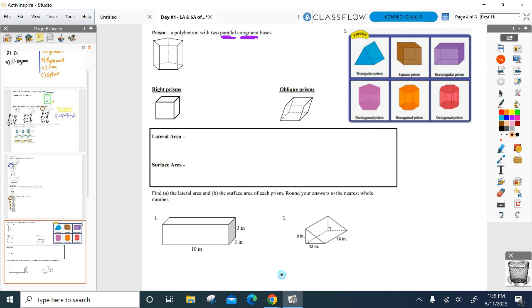What is the difference between lateral area and surface area? Lateral area. How many bases does each prism have? 2. Take them off. Pretend you're in a prism. Take off the bases. What's left over is the lateral area. So it's the area of all faces excluding the bases. So I take off the bases. Whatever shapes remain, I find the areas of all of them, add them together, and you get the lateral area. All the faces excluding the bases.